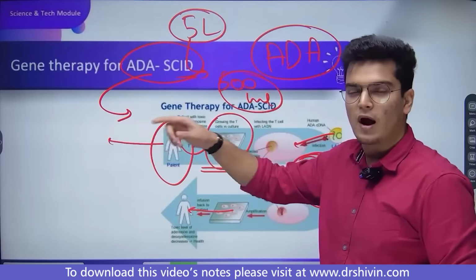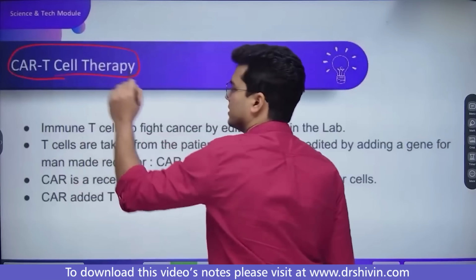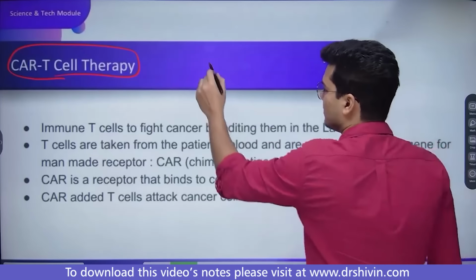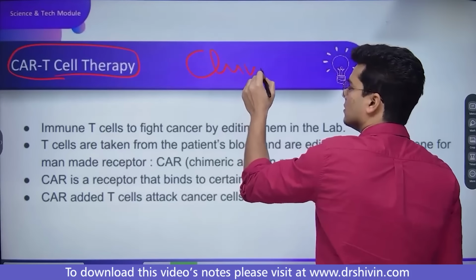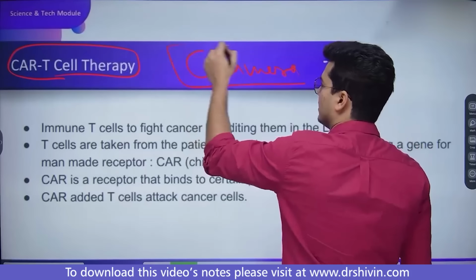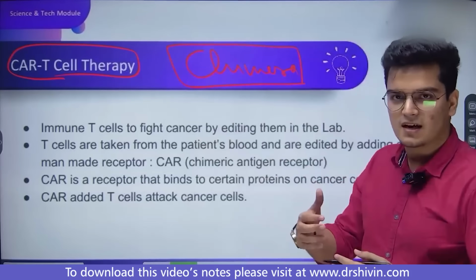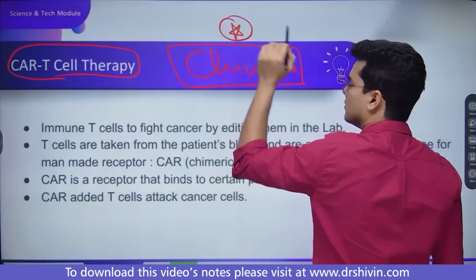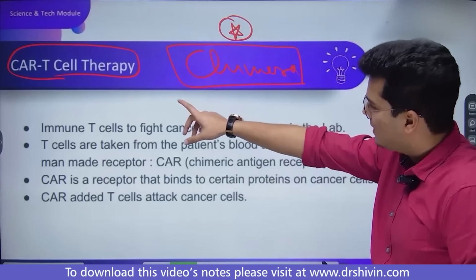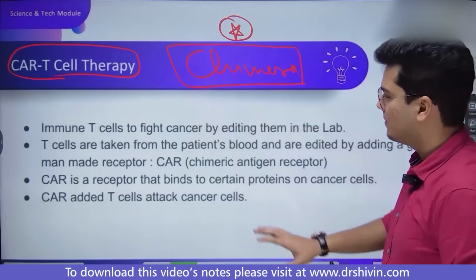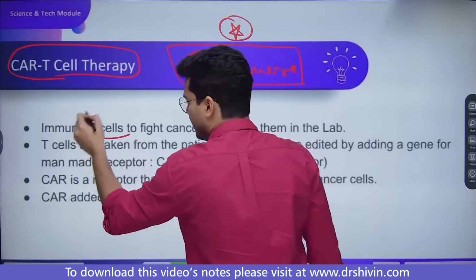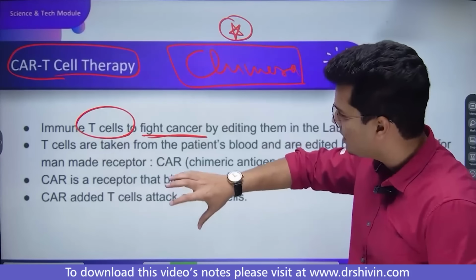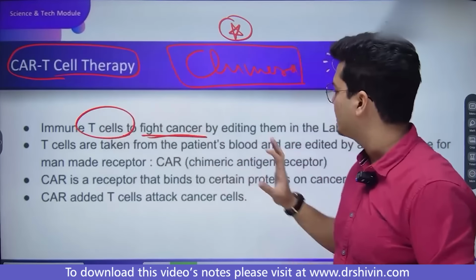Okay, now let us understand CAR T cell therapy, chimeric antigen receptor T cell therapy. What is chimera? Chimera is when we combine two things that are not generally present together, right? Chimeric antigen receptor T cell therapy is a way to modify my T cells to fight cancer. I am using gene therapy to modify my T cells to fight cancer.